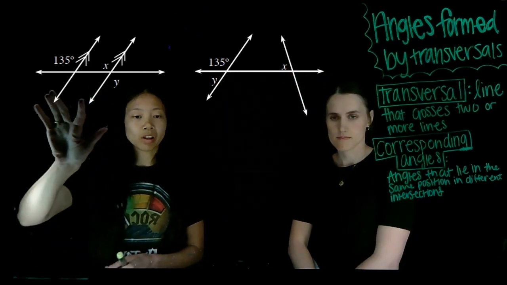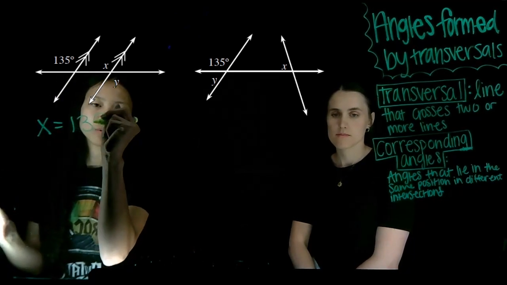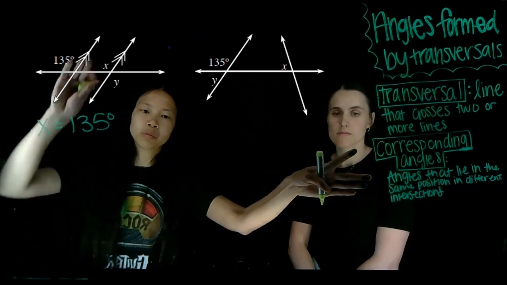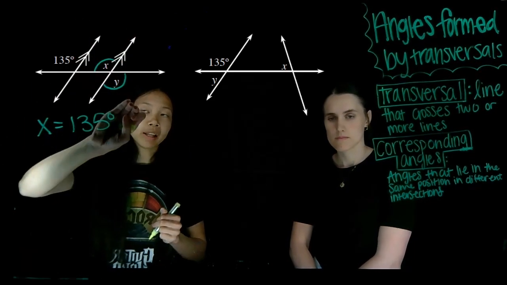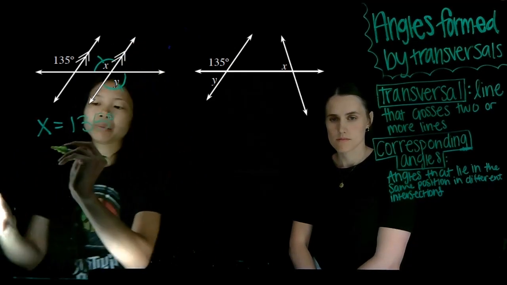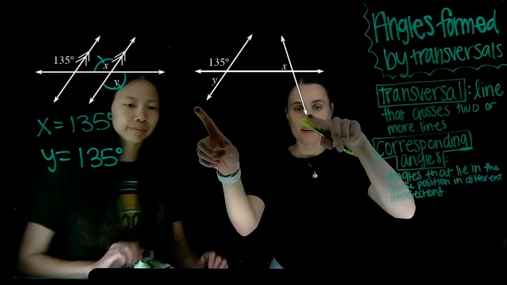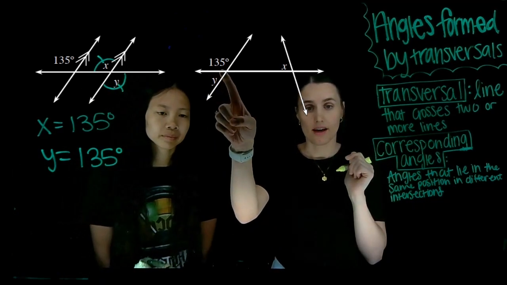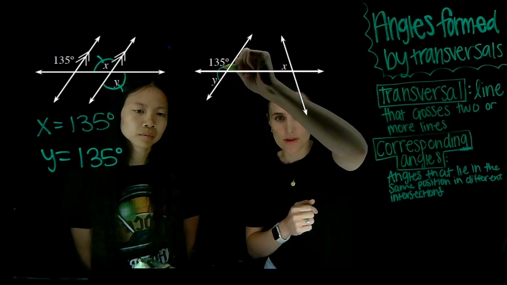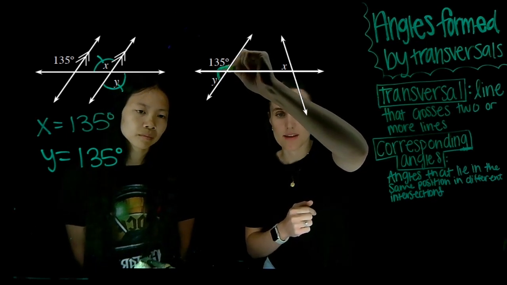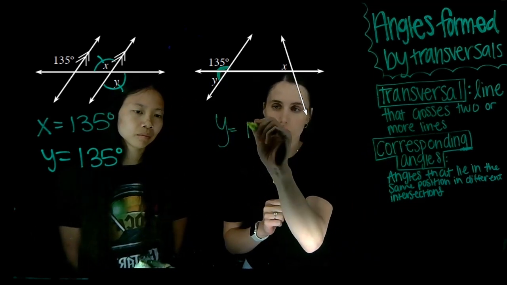Because we know that these lines are parallel, then we know that X has to be 135 degrees as well, because they're corresponding angles with parallel lines, so we know that they will be congruent. And X and Y are vertical angles, so we know that these angles are congruent, so we know that Y also has to be 135 degrees. So because these lines are not parallel, we cannot say that X is equal to 135. But we can say what Y is equal to because these two angles are supplementary. They add up to 180 degrees. So we can say that Y is equal to 45 degrees.